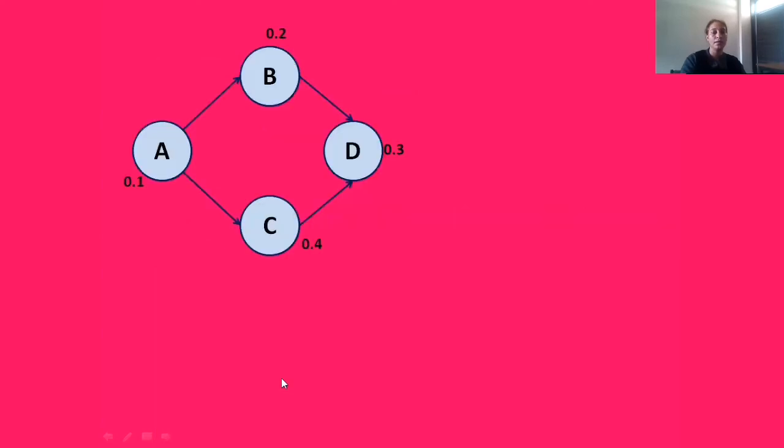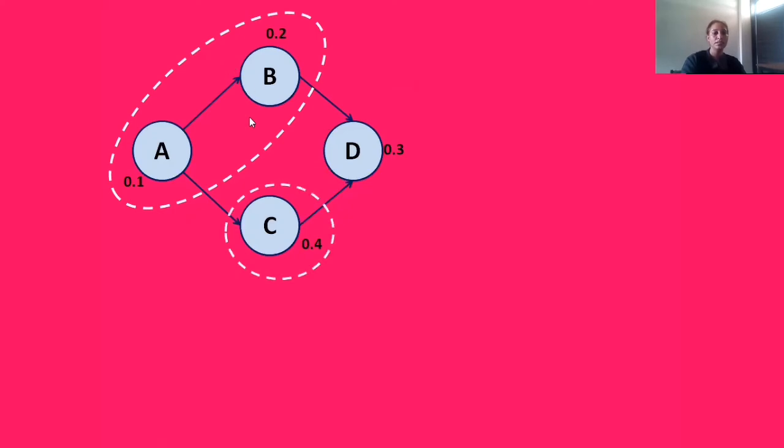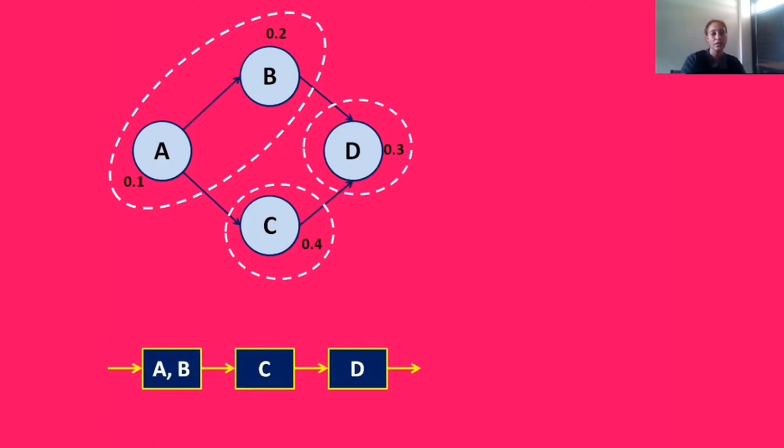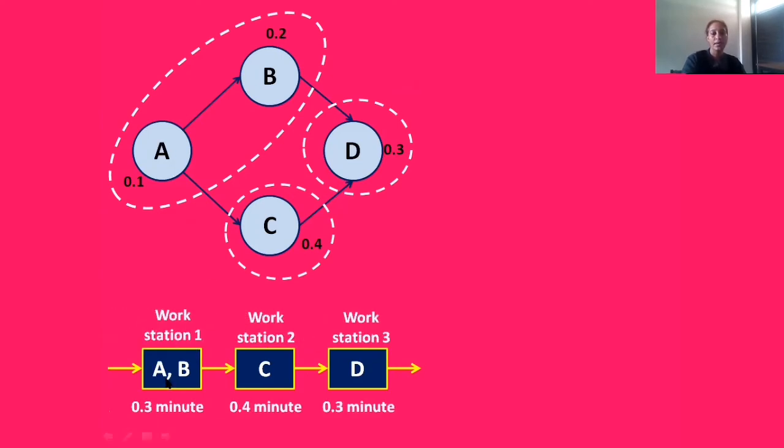Now we need to show this grouping of the work elements in the precedence diagram also. Here we can see we have grouped A and B into the first workstation, C is in the second workstation, and D is in the third workstation. That way we have designed a total of 3 workstations in the layout. For workstation 1 the total completion time is 0.3, for workstation 2 it is 0.4, and for workstation 3 the time is 0.3 minutes.